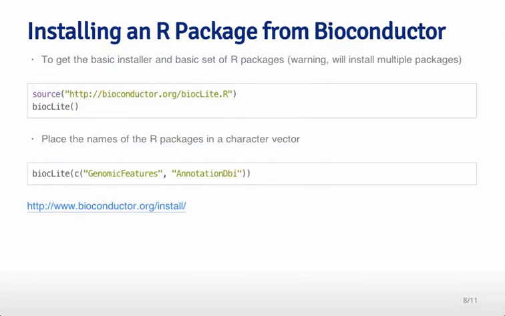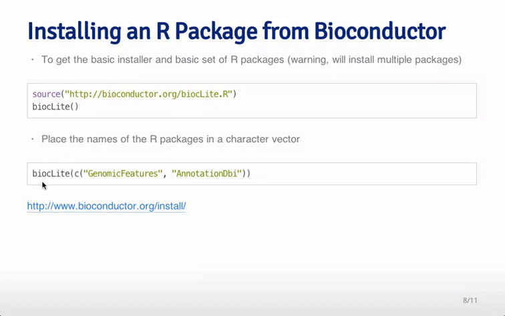Installing packages from Bioconductor is a little bit different. You don't use install.packages, but it's still quite straightforward. So what you do is you type this command, source, and then this website right here, and that will load the biocLite function. And so then first you just type biocLite by itself, and what that will do is it'll install the basic version of Bioconductor. That's actually quite a few packages, so be prepared for a lot of packages to be installed the first time you run it.